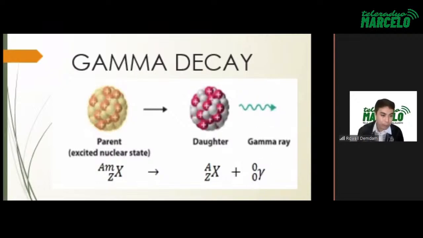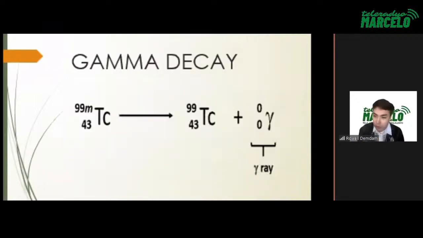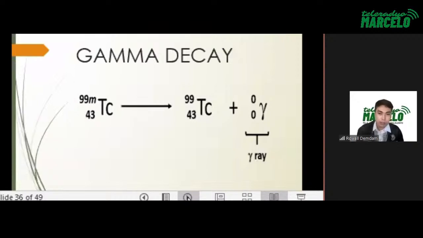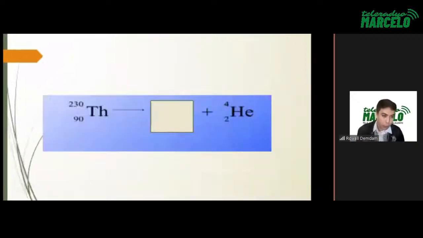Okay, so we have an example for gamma decay, which is technetium. Technetium-235, when it undergoes gamma decay, a gamma ray is emitted. Okay, so now let's have an exercise. Can you identify the daughter nucleus when thorium-230 undergoes alpha decay?